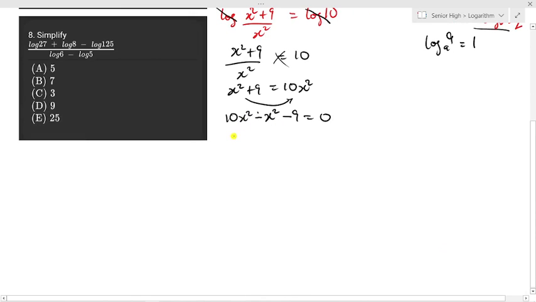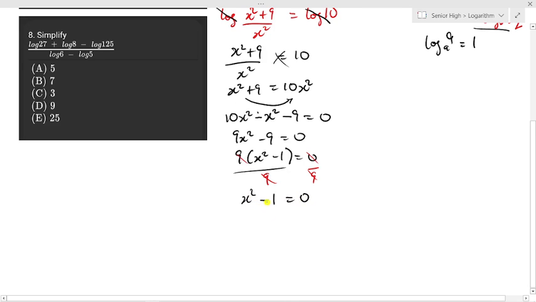And what do I have next? I have that 10x squared minus x squared will give me 9x squared minus 9 is equal to 0. I can factor out 9, and that will be 9 bracket x squared minus 1 is equal to 0. And then I can divide through by that same 9, which eliminates the 9 here and also here, because 0 divided by 9 is 0. That will give me x squared minus 1 is equal to 0.